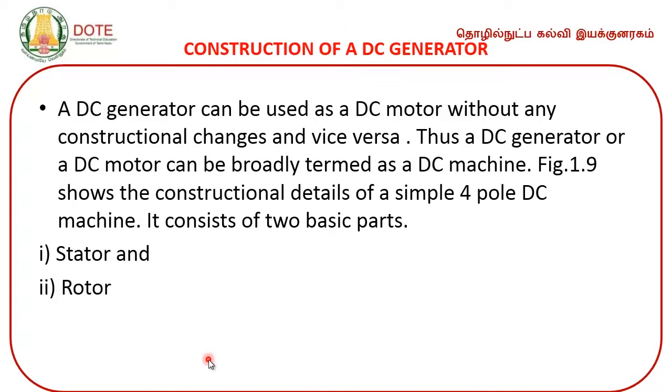Then comes the very important topic, construction of a DC generator. A DC generator can be used as a DC motor without any constructional changes and vice versa. Thus, a DC generator or a DC motor can be broadly termed as a DC machine. Figure 1.9 shows the constructional details of a simple 4-pole DC machine. It consists of two basic parts. One is the stator, the other one is the rotor.